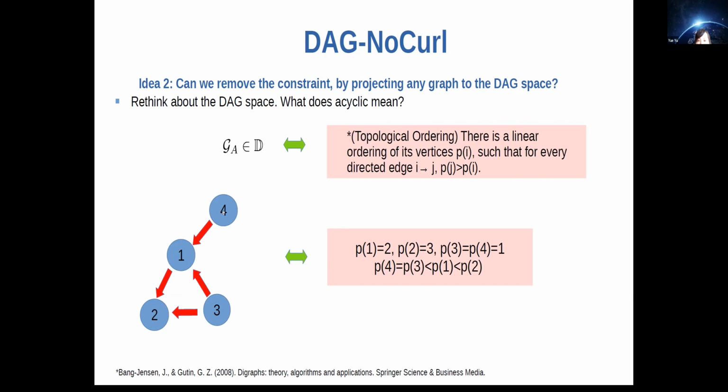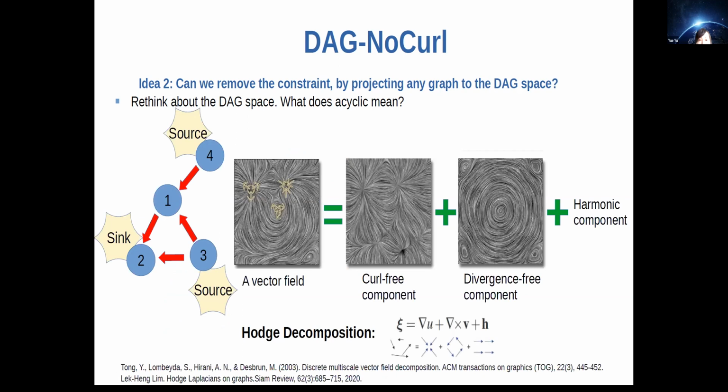For example, we can assign a potential function such that the value of node J is larger than the value of node I as long as there is a directed edge from node I to node J. Here is one example. We can associate this topological ordering with a sequence of potential function values on those nodes. That reminds me of something I learned in fluid mechanics. I know I was not good at fluid mechanics, but now I appreciate it more and more. Thanks to George, I really learned a lot.